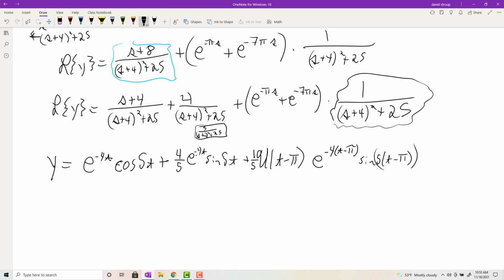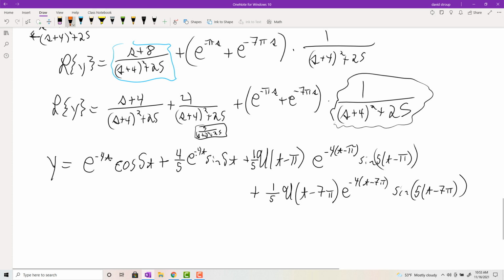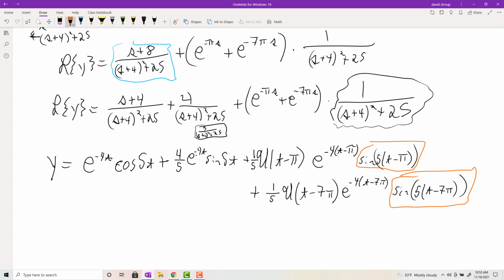And then it'll be exactly the same thing for the other guy, except you have a different shift. So u of t minus 7 pi, e to -4 times t minus 7 pi, and then sine of 5 times t minus 7 pi. The only thing left to do, of course, is if you want to do some additional identity work to get these to look pretty.